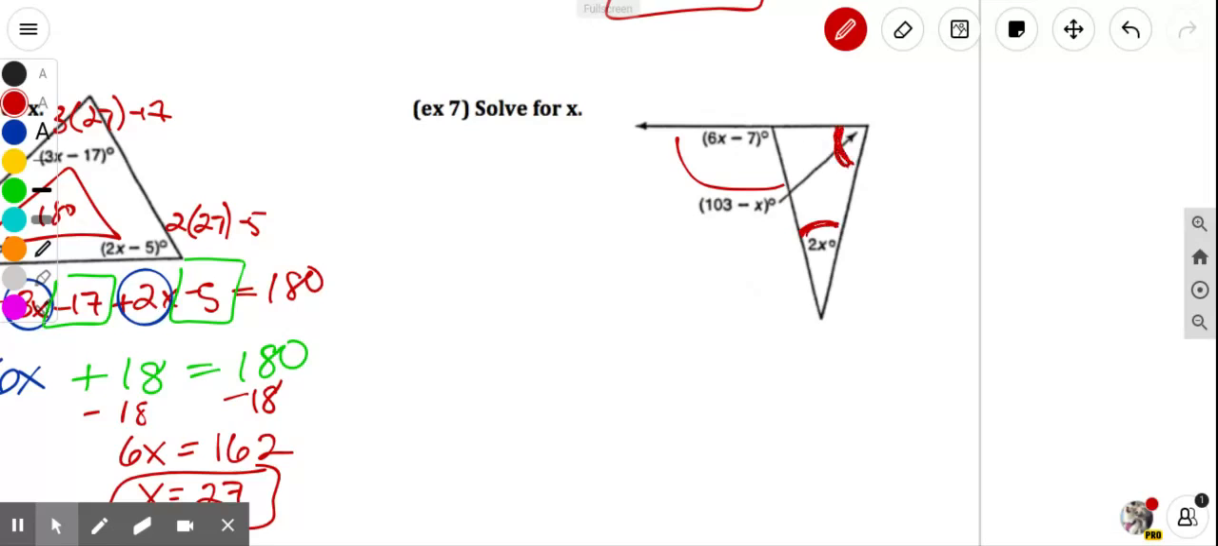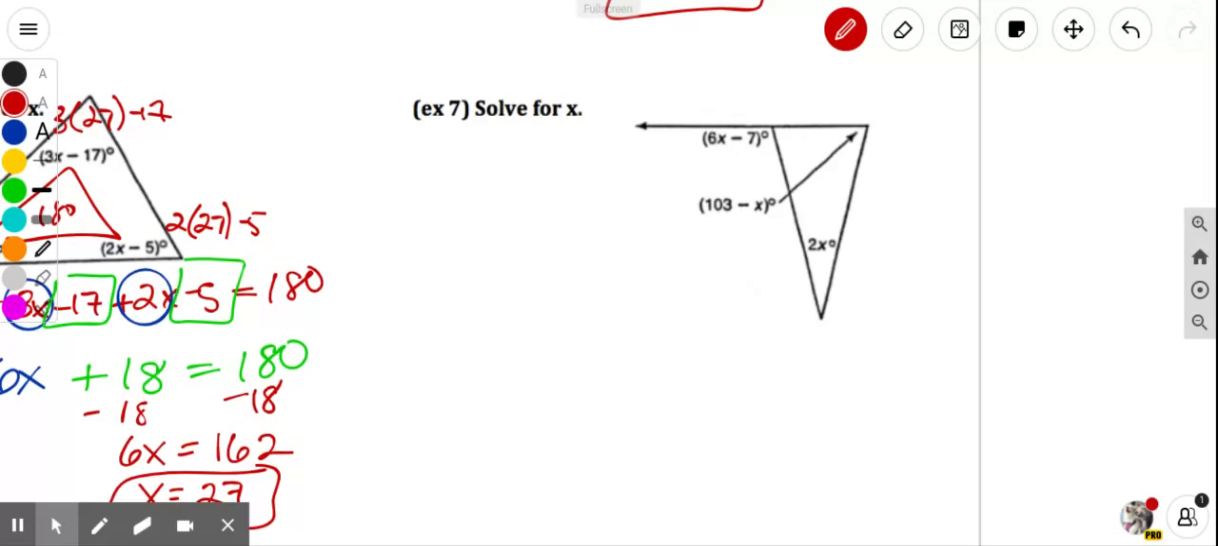Okay, and then the last example, example 7, we're given this exterior angle, and we're given this interior angle and this interior angle. Notice that this 6x minus 7 is not inside the triangle. So you can absolutely not add these three together and set it equal to 180. That's probably the most common mistake that kids make here. Once they learn that the angles in a triangle add to 180, a lot of times kids will just want to add everything to 180, no matter the situation. And that's not what we want to do.